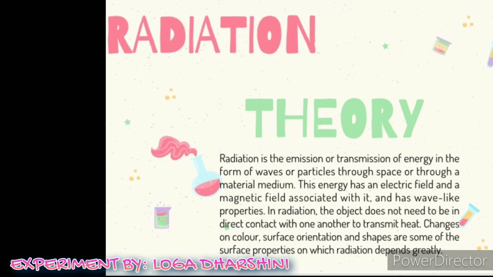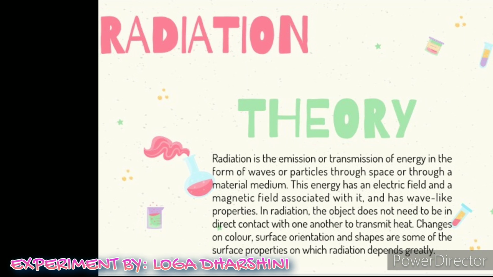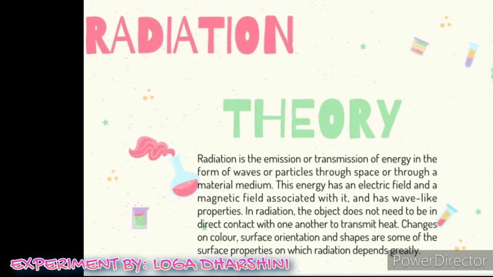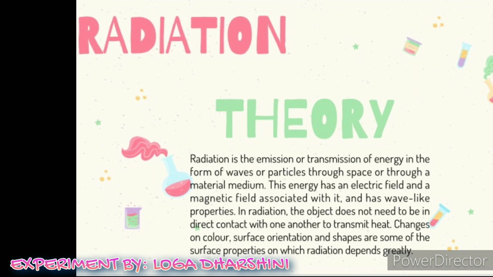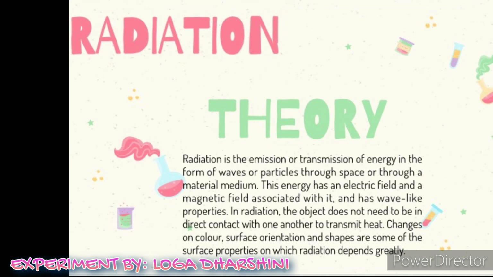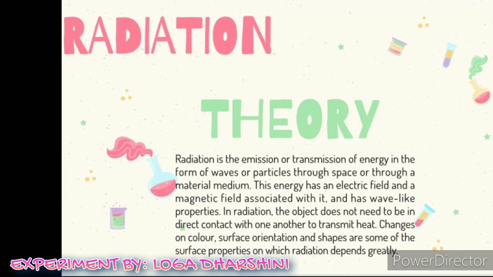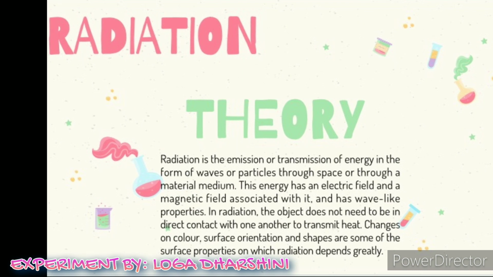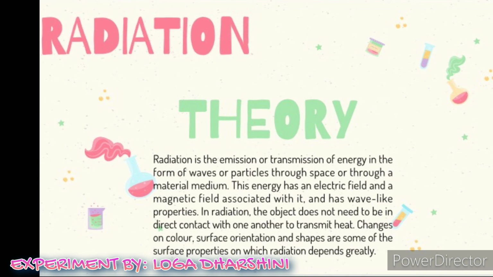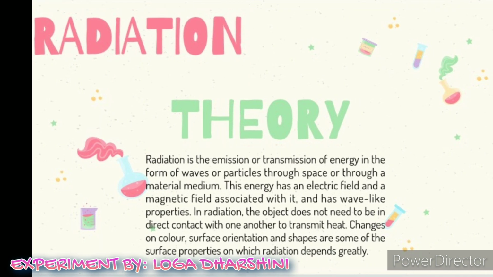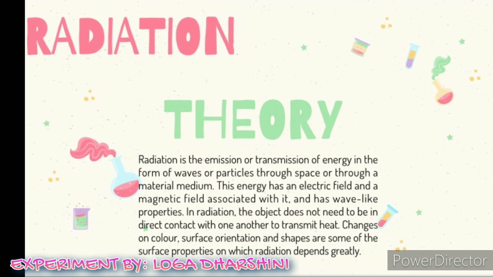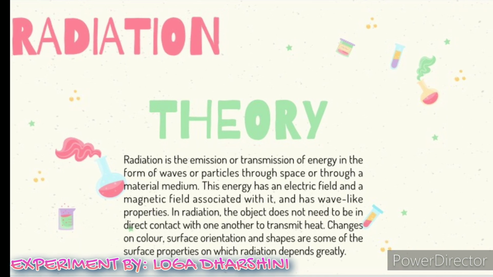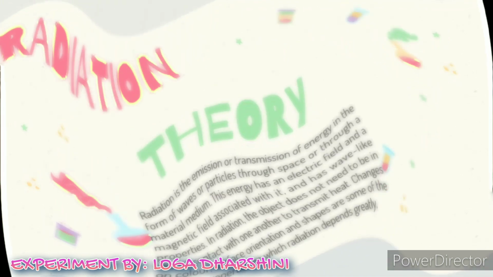Radiation is the emission or transmission of energy in the form of waves or particles through space or through a material medium. This energy has an electric field and a magnetic field associated with it and has wave-like properties. In radiation, the objects do not need to be in direct contact with one another to transmit heat. Changes in color, surface orientation, and shapes are some of the surface properties on which radiation depends greatly.